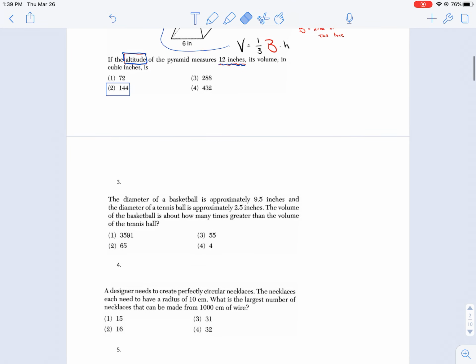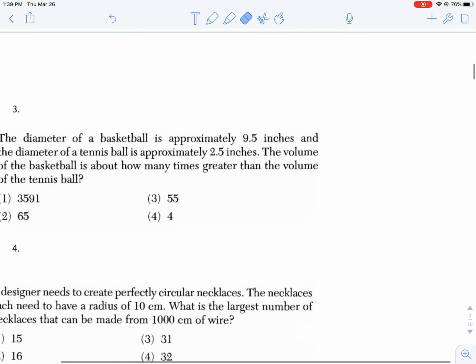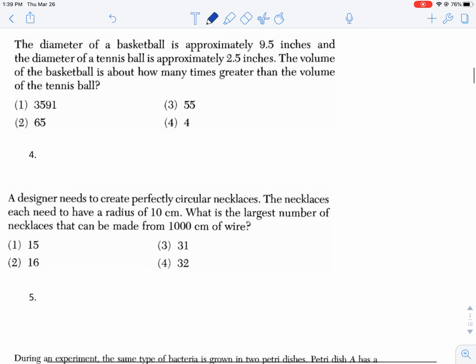Okay. Number 3. All right, so the diameter of a basketball is approximately 9.5 inches, and the diameter of a tennis ball is approximately 2.5 inches. The volume of the basketball is about how many times greater than the volume of the tennis ball? So, let's talk about these two properties right here. We want to find the volume of each of these, and they give us the diameter.